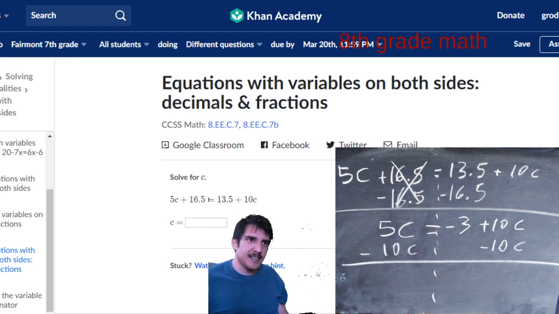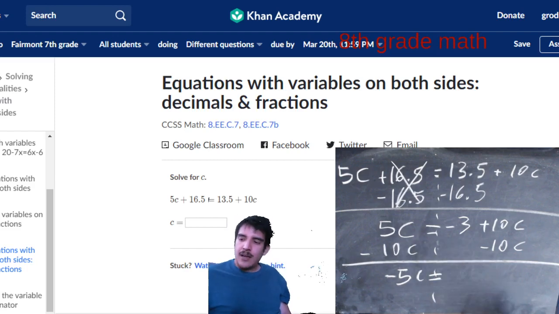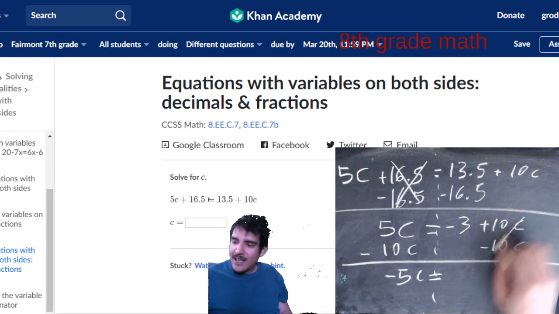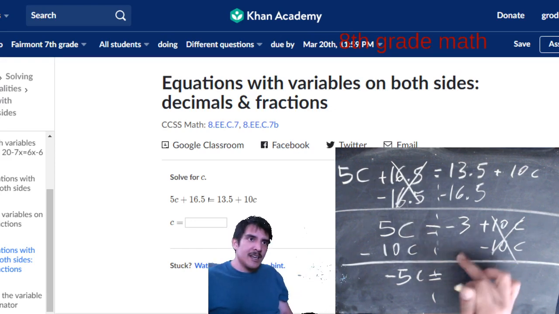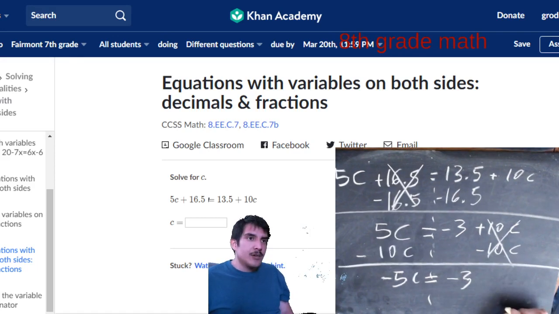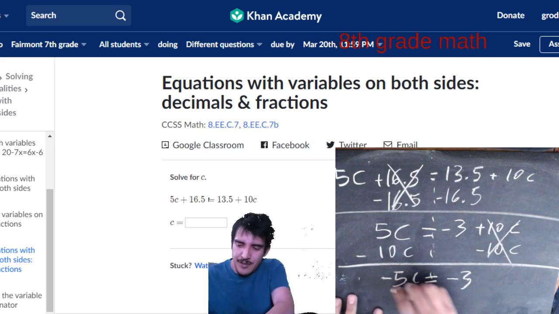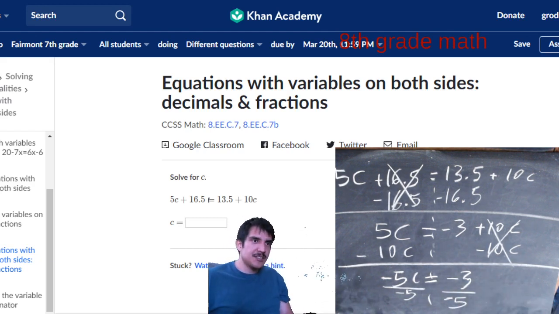5c minus 10c. Well, I know 10c minus 5c is 5c. So 5c minus 10c has got to be negative 5c. Okay? On this side, I love doing that. All right, that equals 0, so just cross it out. Negative 3 comes down. There we go. Ooh, this is kind of fun. To get rid of this negative 5 coefficient, we divide. That's usually our last step on all of these. And so let's see what happens.